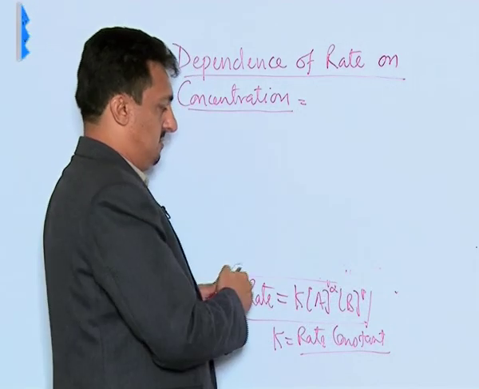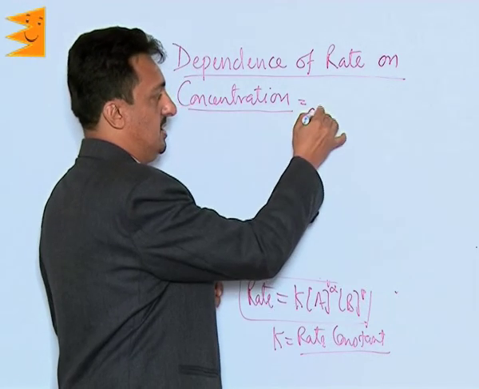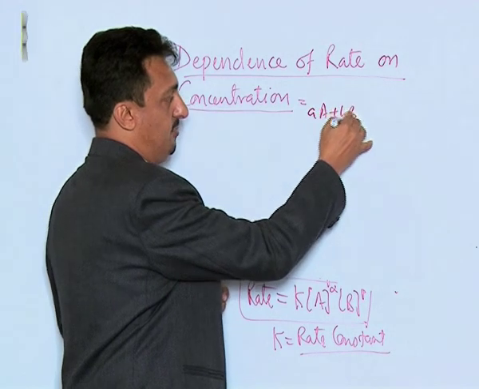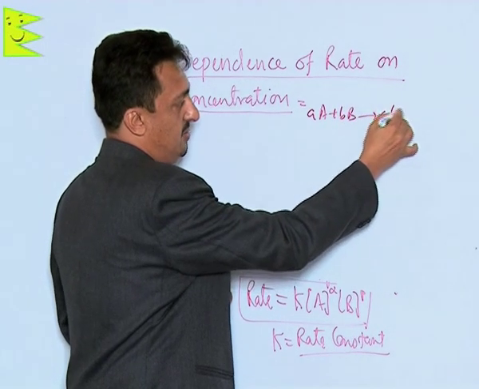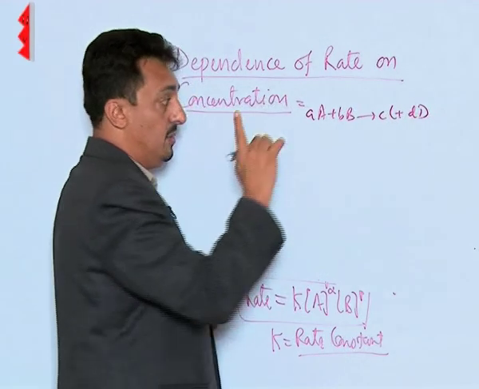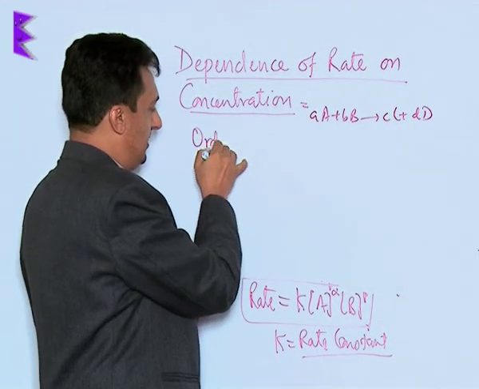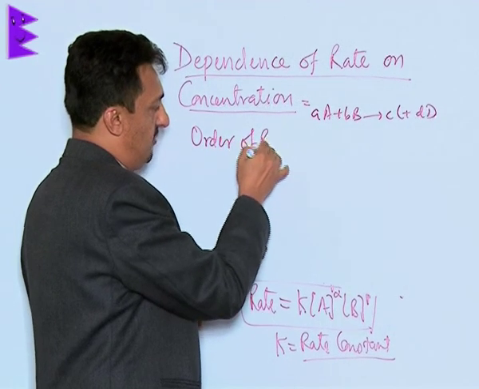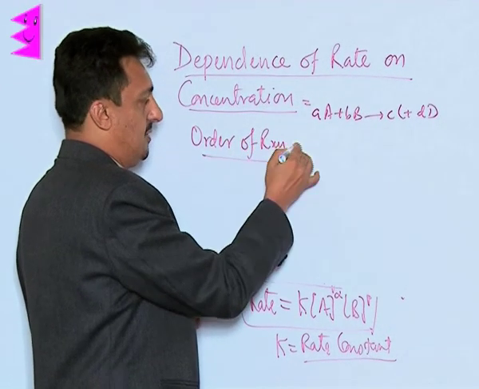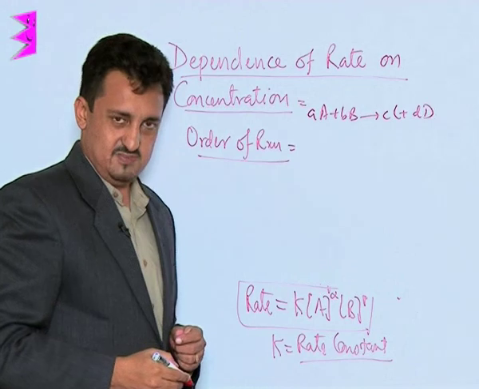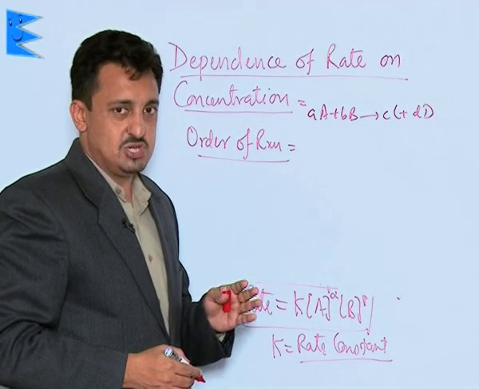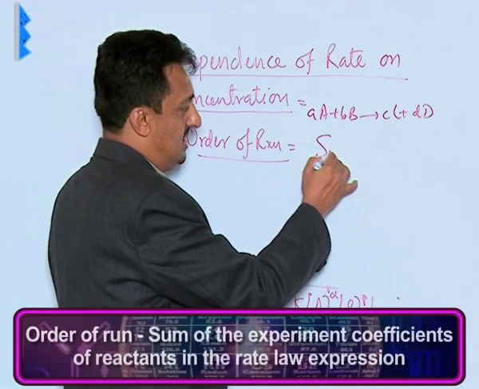Like suppose, let us take the same example in which A moles of A reacts with B moles of B to give you C moles of C and D moles of D. We need to understand one very basic thing, that there is another term which is called order of reaction. Now you need to know what this order of reaction is.